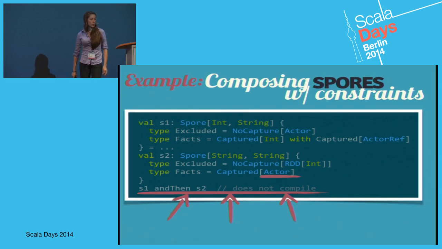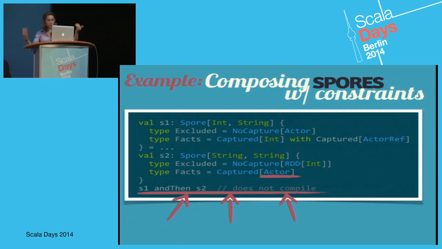And so here's a cute little example where I have two spores and I want to compose them. The first one says, okay, I don't want to capture. This one here says, okay, I don't want to capture. I mean, this is all implicit. You don't actually have to write it. This is just for the sake of visualizing what's happening.